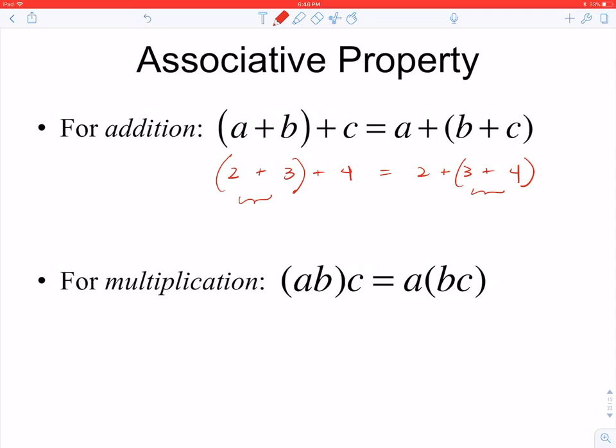And then for multiplication, it's a similar idea. If we had 2 times 3 times 4, and I group 2 times 3 together, that's going to be the same as if I were to group the 3 times 4 together on the right-hand side.